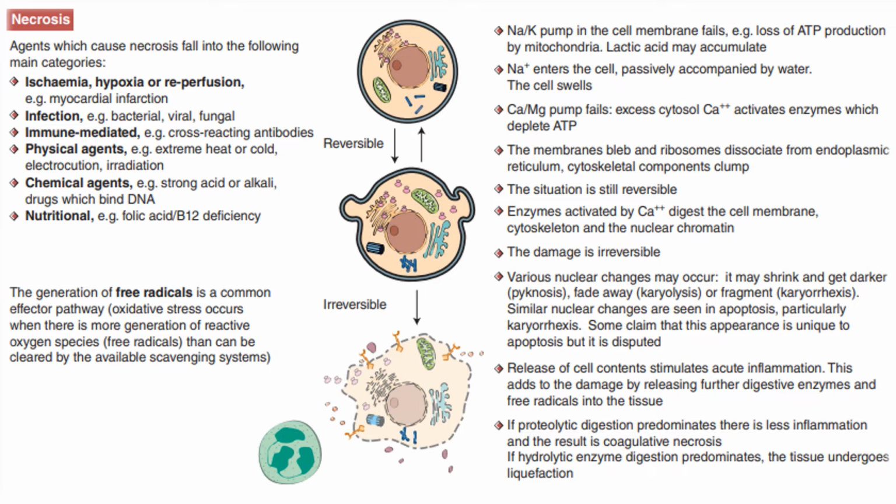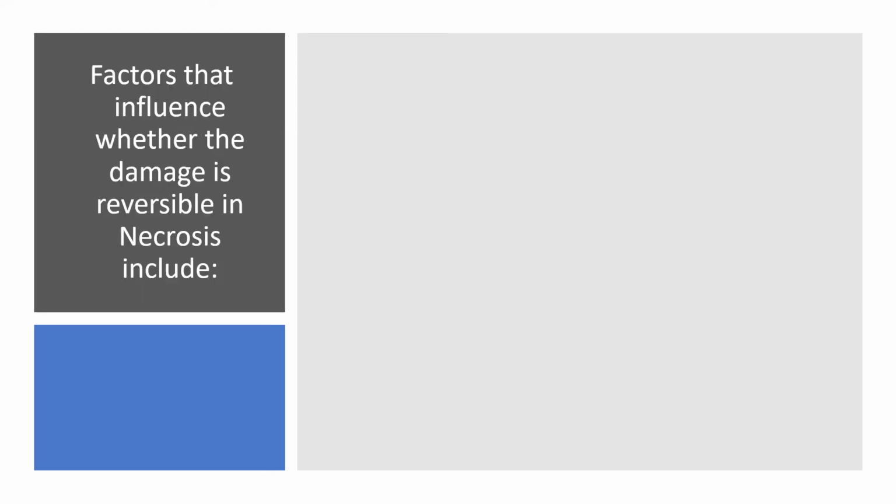If proteolytic digestion predominates, there is less inflammation and the result is coagulative necrosis. If hydrolytic enzyme digestion predominates, the tissue will undergo liquefaction. Now, the factors that influence whether the damage is reversible in necrosis or not. Let's see the factors.